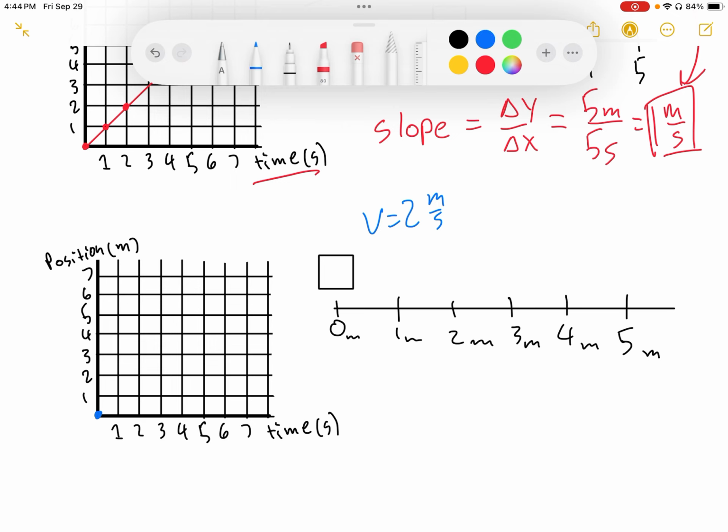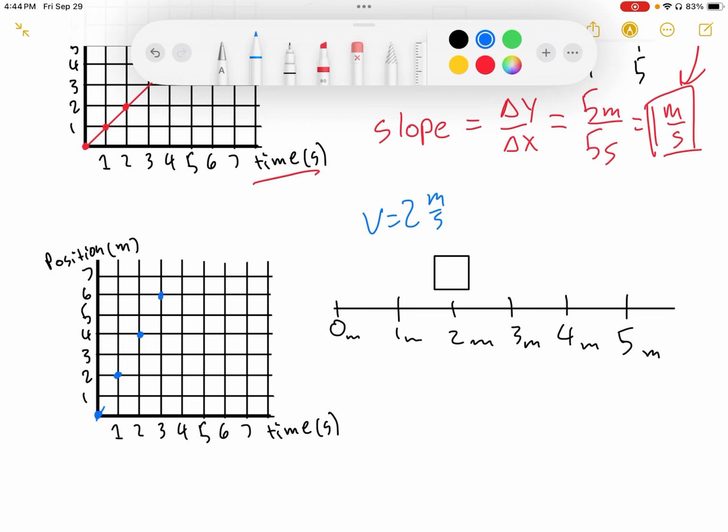Okay, so boom. So let's grab this, and when 1 second passes, we move. We're going to go here and check that out. So now after 1 second has passed, we have another point, and now our point's here. And after another second passes, we're at 4 meters.